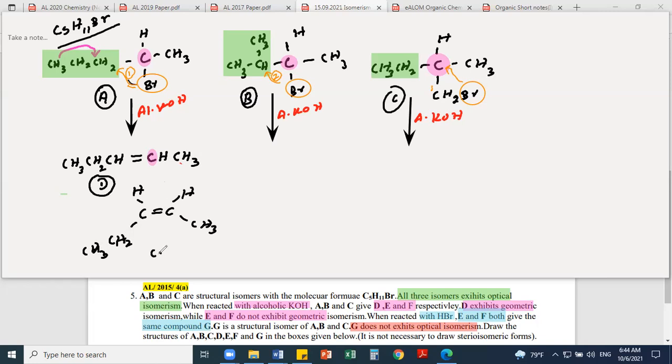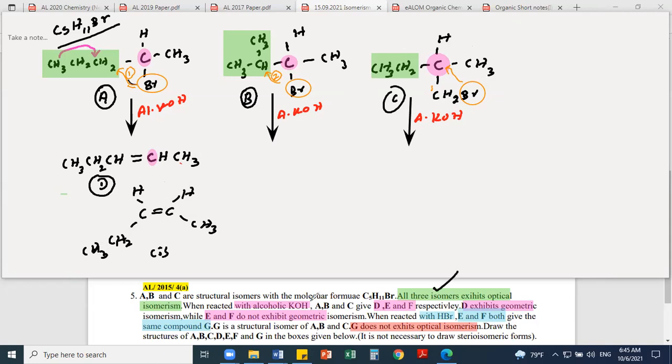So this is the cis form, the cis isomer. Then if you interchange these two, you will get the trans one. One side you can interchange, I mean, the left side carbon or the right side carbon. Is that clear? Right. So that means the structure D shows geometric isomerism. So I'll put a tick here. Now that is satisfied, all three.